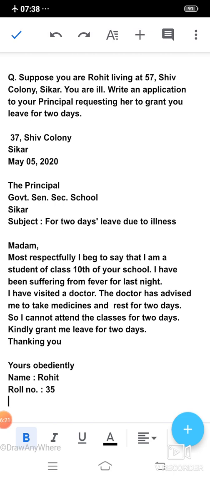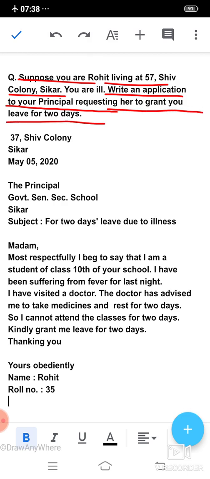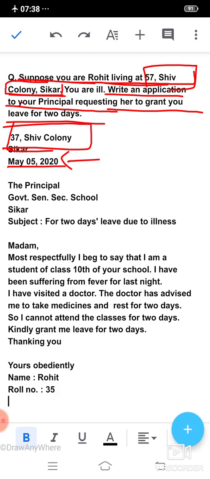See one more example. Suppose you are Rohit living at 57 Shiv Colony, Sikar. You are ill. Write an application to your principal requesting her to grant you leave for 2 days. In this question, first of all, we see the sender's address. The sender's address is 57 Shiv Colony, Sikar. In a formal letter, first of all, we write the sender's address, which has been written here. After the sender's address, we write the date. Keep on revising all these things. I repeatedly repeat these things.